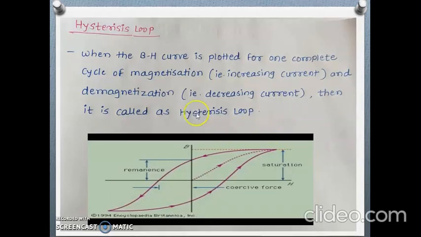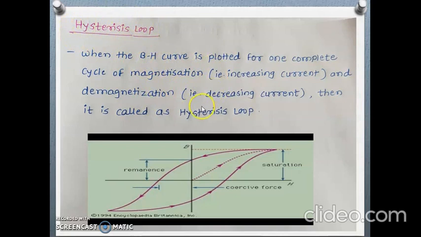When we plot the same magnetization curve for one complete cycle of magnetization, that is increasing current, and demagnetization, that is decreasing current, it is called a hysteresis loop. Suppose we have plotted the BH curve for one complete cycle of magnetization and demagnetization, then that BH curve is called a hysteresis loop. One loop is completed.